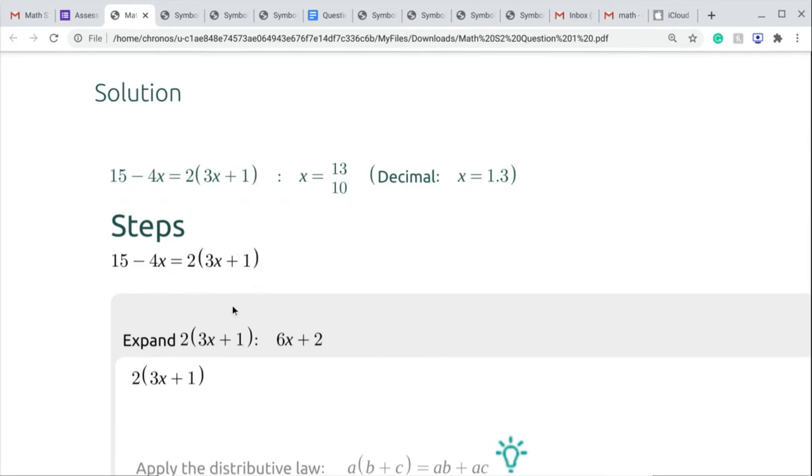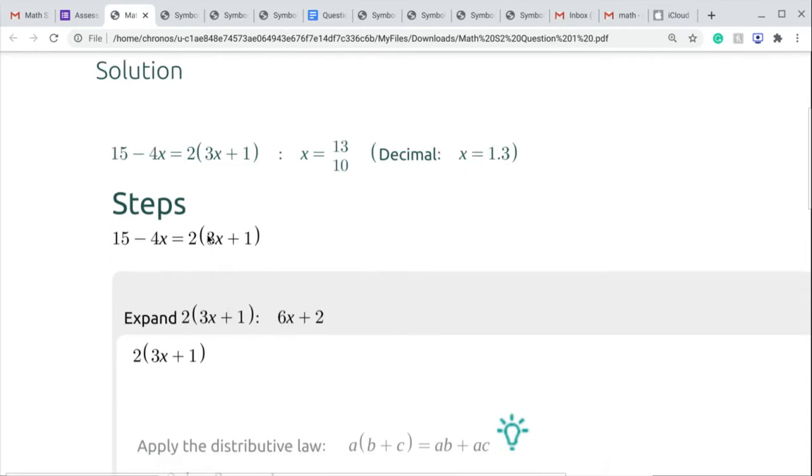Through expansion, we know that any term or terms inside of a bracket should be multiplied by the term that is outside of the bracket. So in this case, we have two terms, 3x and a plus, which is separating the 1. So we have two terms: we have 3x and we have 1 that is being multiplied by 2.